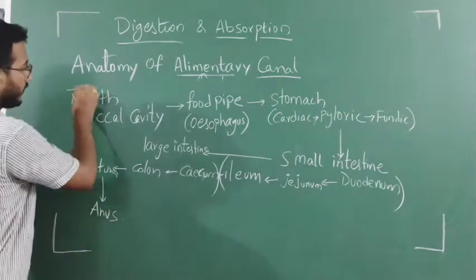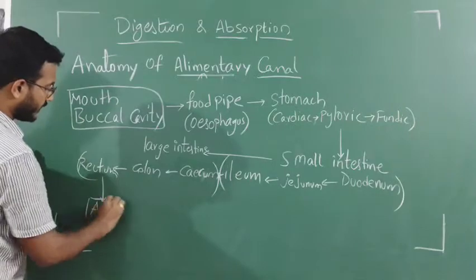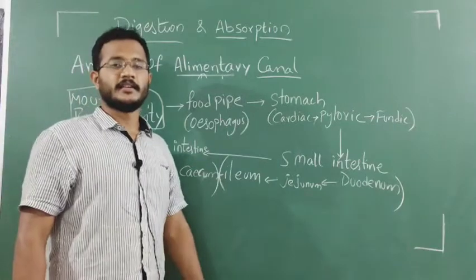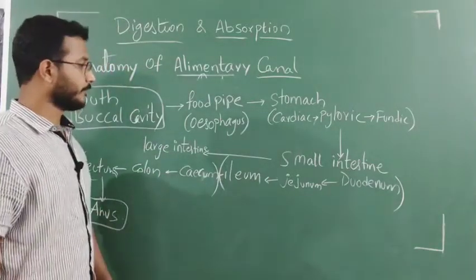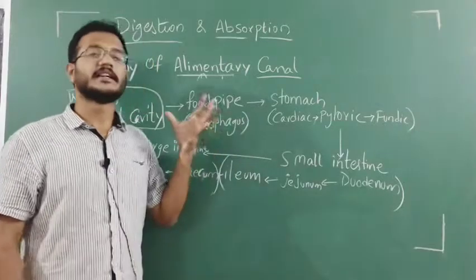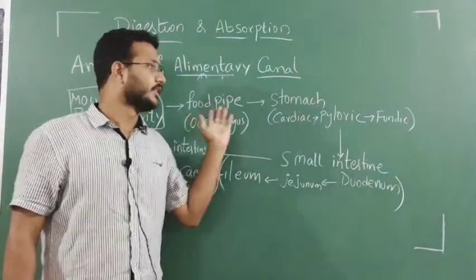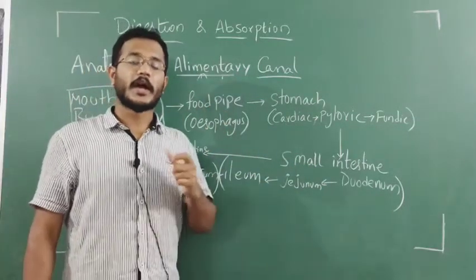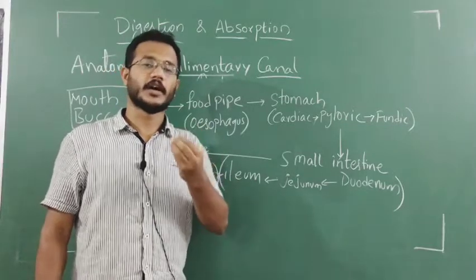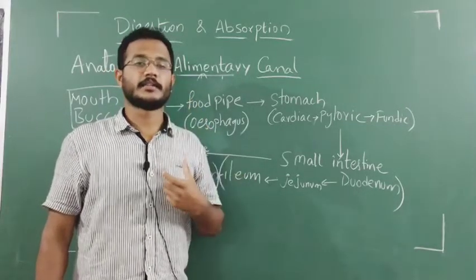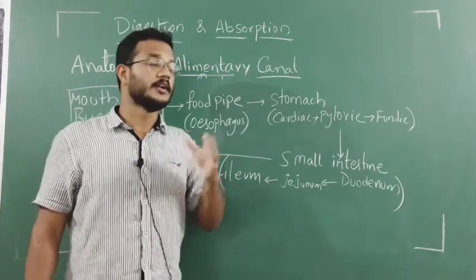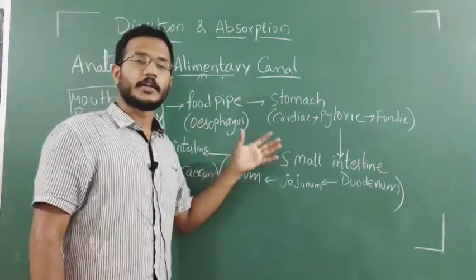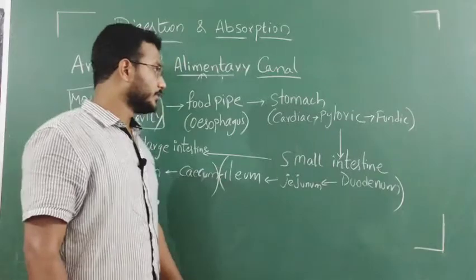So it starts with the mouth and ends with the anus, and these are the different regions present between them. You have to remember all these regions in sequence. You cannot say mouth, stomach, large intestine, small intestine, food pipe. You have to tell it in the sequence of the passage of food. After you eat, what is the journey of that food material? According to that sequence only, you have to describe the regions present in the alimentary canal.